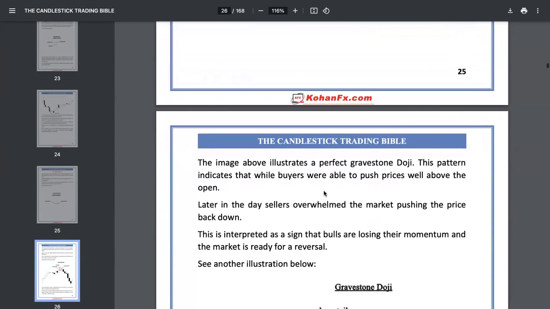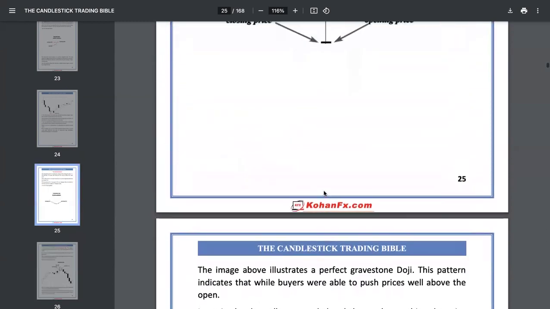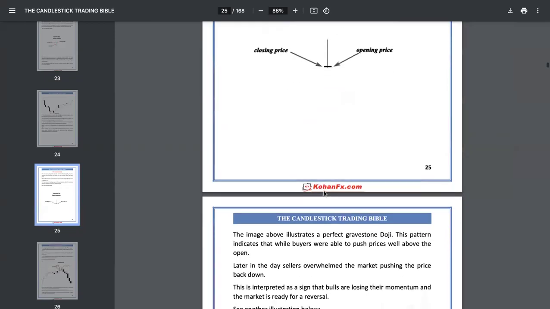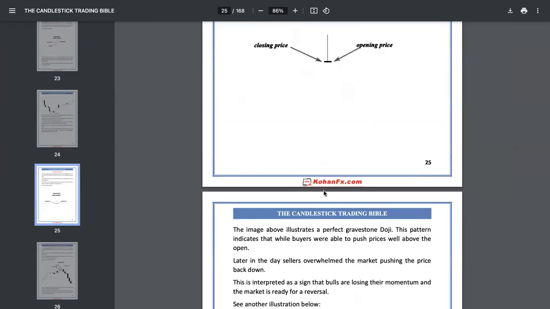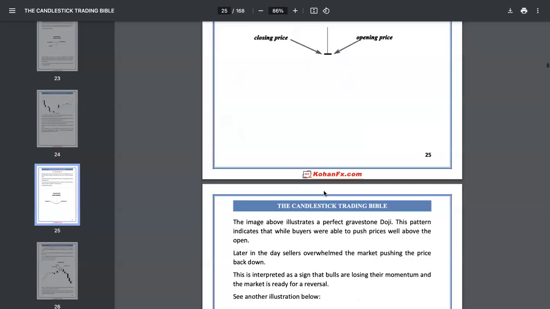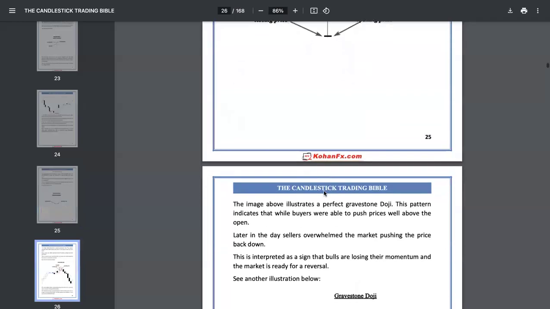So the image above illustrates a perfect Gravestone Doji. This pattern indicates that while buyers were able to push prices well above the open, later in the day, sellers overwhelmed the market, pushing the price back down. This is interpreted as a sign that bulls are losing their momentum and the market is ready for a reversal.